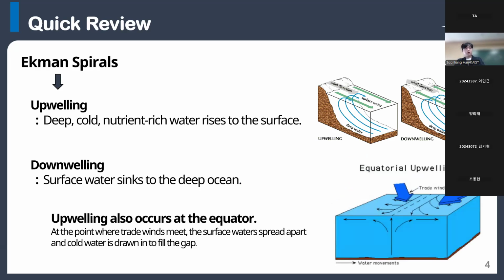Upwelling and downwelling are related to this. Usually, upwelling is caused by the wind from the north, and downwelling is from the south. And especially upwelling also occurs at the equator. At the point where trade winds meet, the surface waters spread apart and cold water is drawn in to fill the gap.